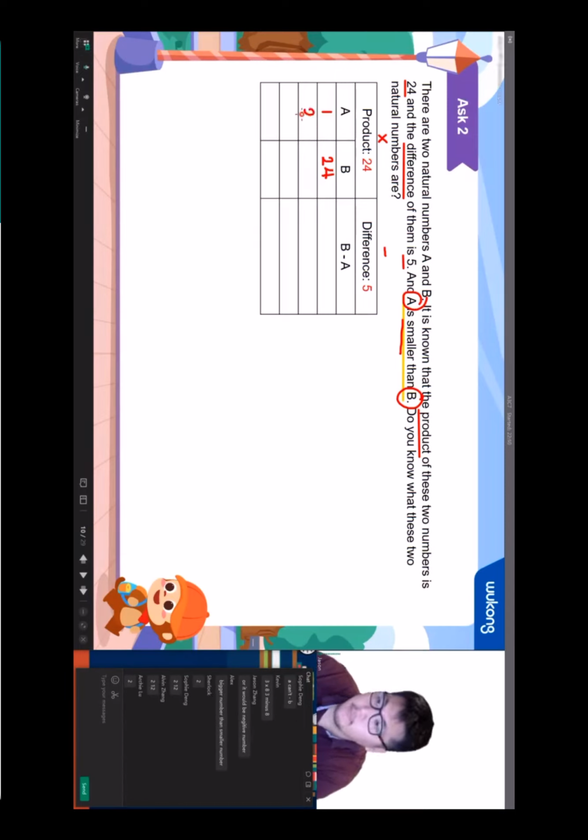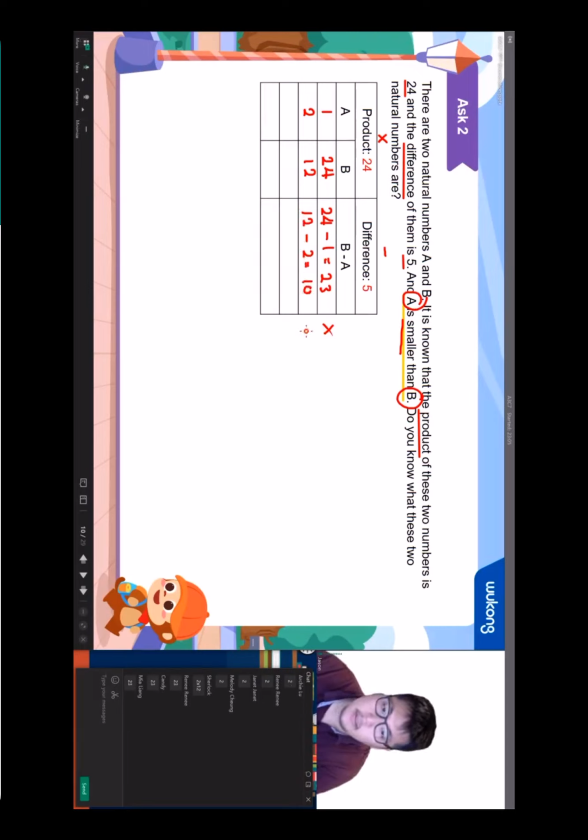Yes, if it's 2, it will be 12. Oh, I forgot to check. Sorry. 24 take away 1 is 23, so it doesn't work. And 12 take away 2 equals 10, so it doesn't work.